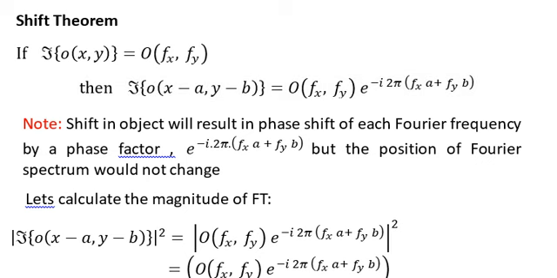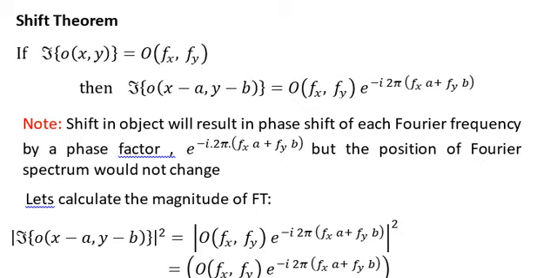Note that the shift in object will result in phase shift of each Fourier frequency by a phase factor of e to the power minus iota 2 pi (within the bracket fx into a plus fy into b), but the position of the Fourier spectrum would not change. So you see that this Fourier spectrum, that is capital O, is located or is centered at fx is equal to 0 and fy is equal to 0. So the position is not going to change, but only the frequencies other than the 0th order frequency will be multiplied by this phase factor.